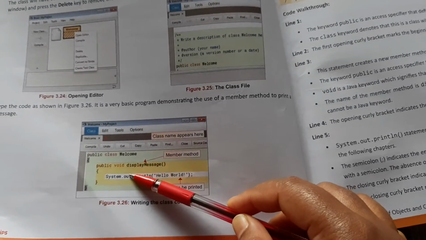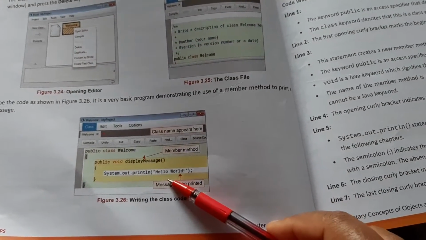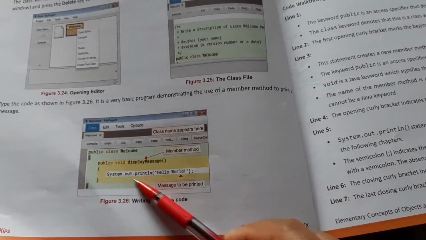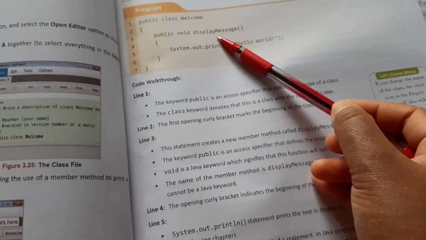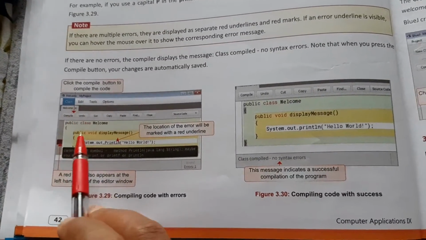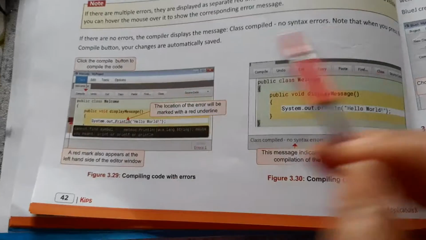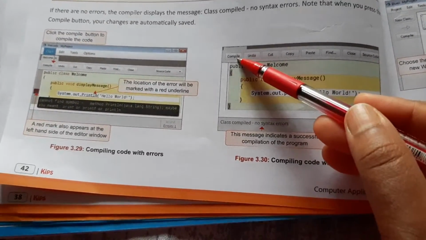So here a sample program is given, a simple easy program just to display a message as hello world. So once you have typed this program, what you have to do is go and click on compile. Okay, you have to go and click on compile. You will have a compile option at the top. If you see here, this is the program that we have typed, and you can see there is an option called compile. So you have to go and click on this compile.